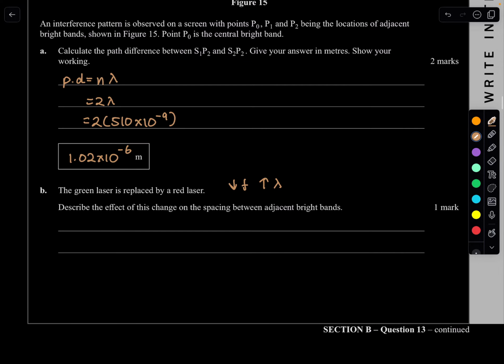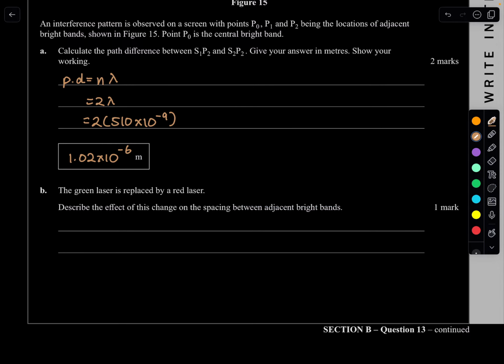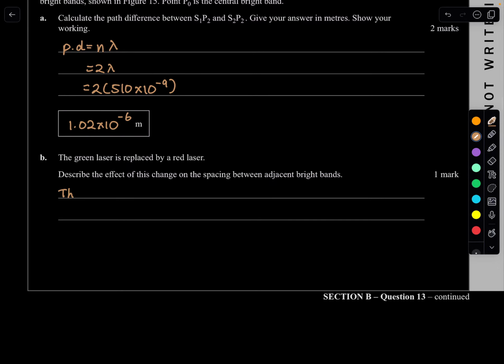Describe the effect of this change on the spacing between the adjacent bright bands. Okay, easy. We know that the spacing of the bright bands is given by lambda L over D. If our wavelength has increased, it means our spacing has also increased. Because it's 1 mark, we just have to say that. So the spacing has increased. Beautiful.